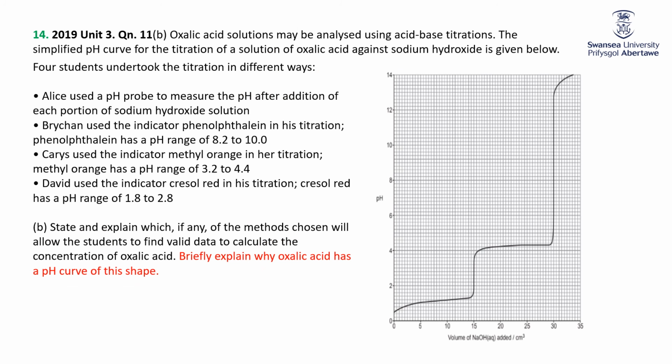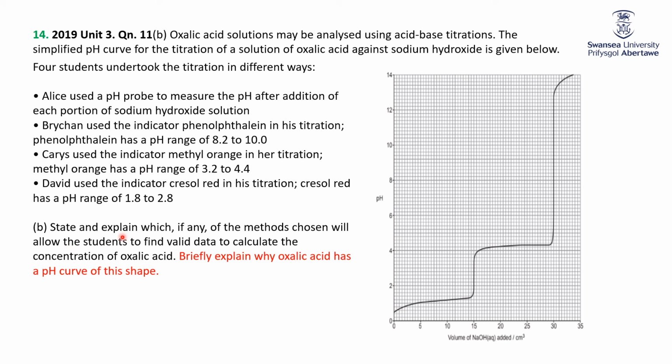So again, nice long question. Oxalic acid may be analyzed using titrations. The pH curve for the solution is given below. Before I go any further, let's just point out that what you've got here is not one, but two equivalence points. So let's remember that in a second. We've got various students, Alice, Brychan, Karras, and David, who use different ways to do the titration.